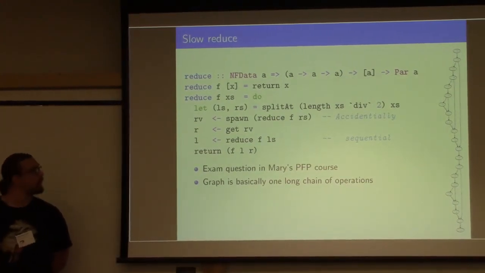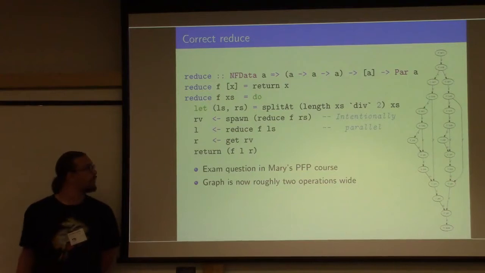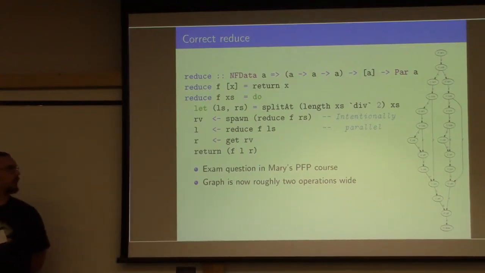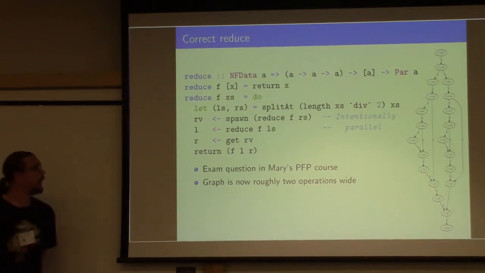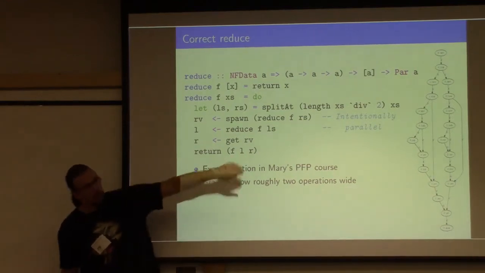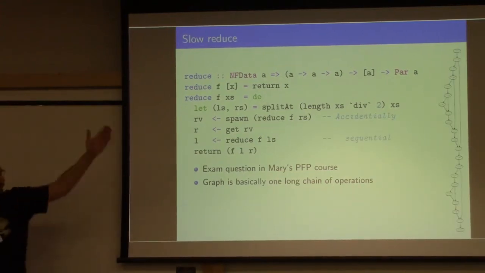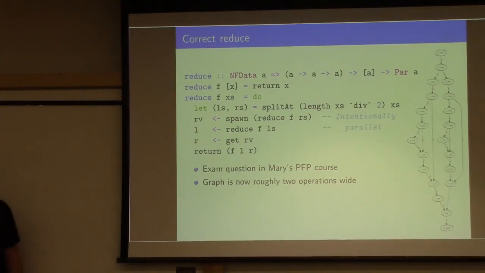So the fix for this, you've probably already guessed, is to switch the lines that do the recursive reduce and the get call. And then we see that our graph now looks like there's some parallelism going on there. So just comparing the two graphs, completely sequential, somewhat parallel looking. That's not very precise, that notion.